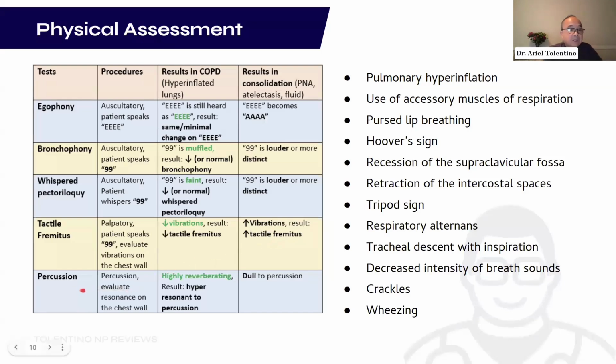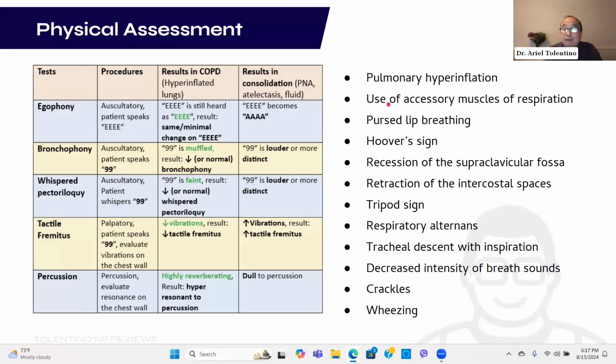Now, for percussion, this would require the clinician to place his hand on the chest wall, and the pleximeter, which rests on the chest wall, will be struck by the flexor finger striking the pleximeter. And if there is hyperresonance to percussion, that is consistent with hyperinflated lungs, and it would be dull to percussion if there are consolidated lungs. Okay. Now, on the right, we have a listing of further evaluation findings. And of course, most of those findings here in the matrix are consistent with your pulmonary hyperinflation or trapping of the lungs. Okay? Air trapping in the lungs causes that.